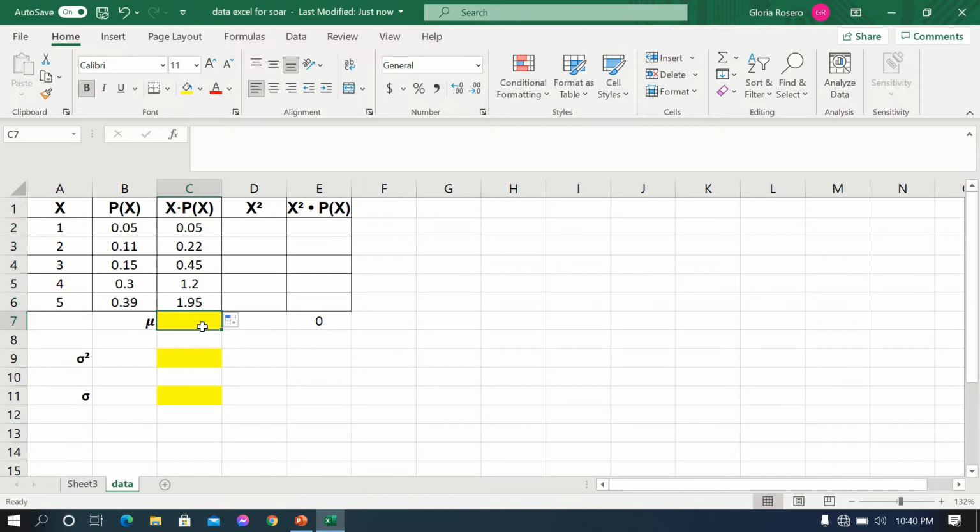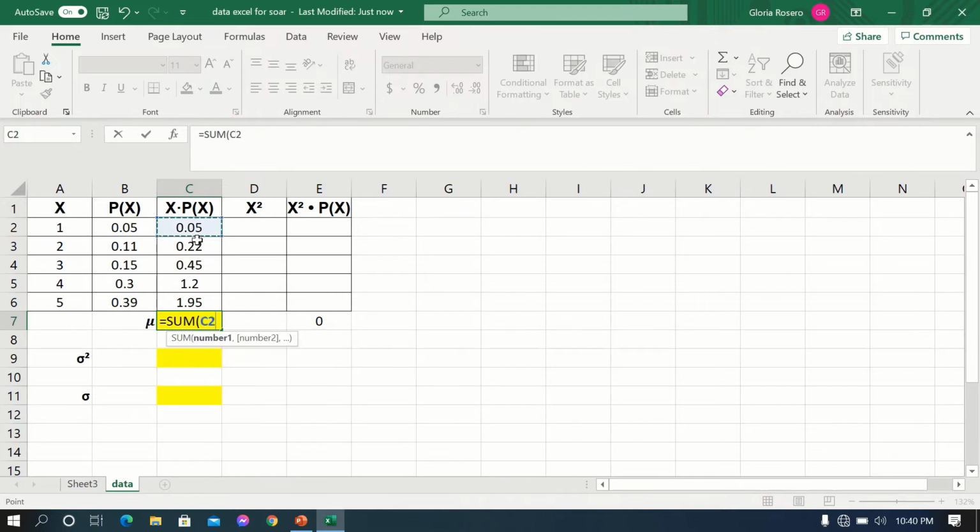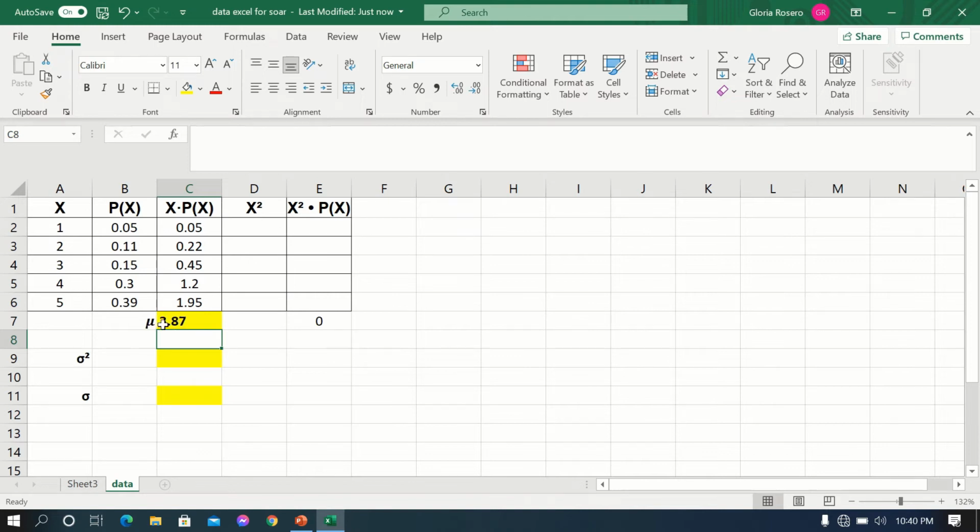Then to solve for the mean, press equal. You know that the mean is the summation of x and p of x. Therefore, get the sum of this column. That is sum. Then highlight, enter. This is now the mean.